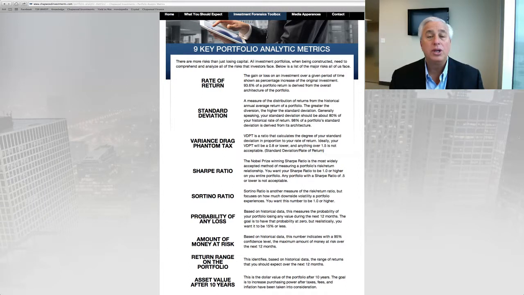Sharpe ratio. William Sharpe, professor from Chicago, now at Stanford, is part of the team that won the award for modern portfolio theory in 1990, measuring how much risk you're taking for your expected return on your portfolio. That's basically what modern portfolio theory is about, and the Sharpe ratio is another way of measuring that. Sortino, another variation of the Sharpe ratio, but it measures downside volatility.